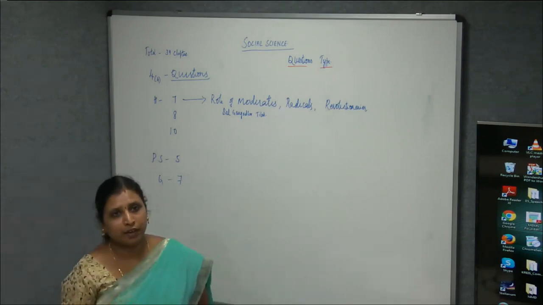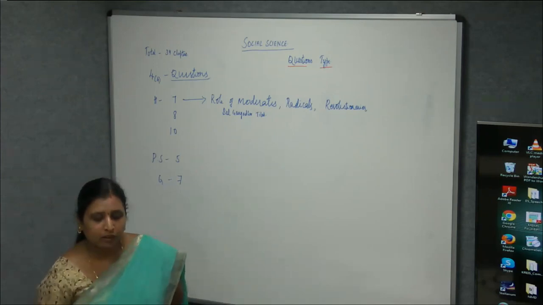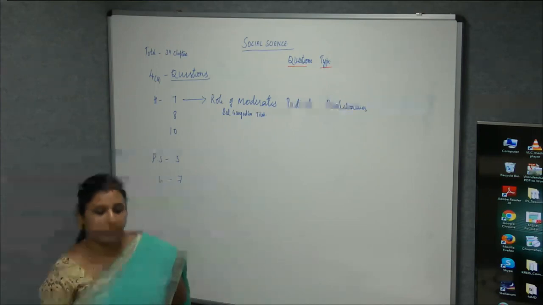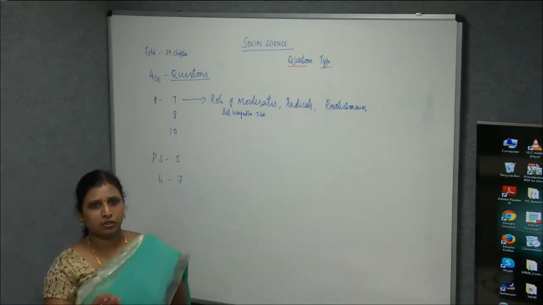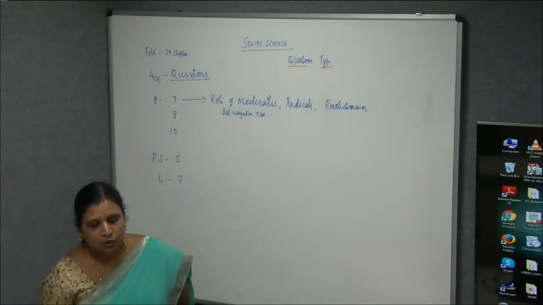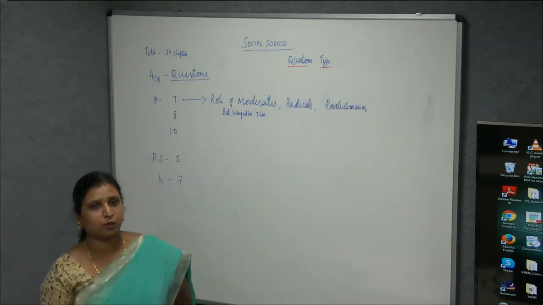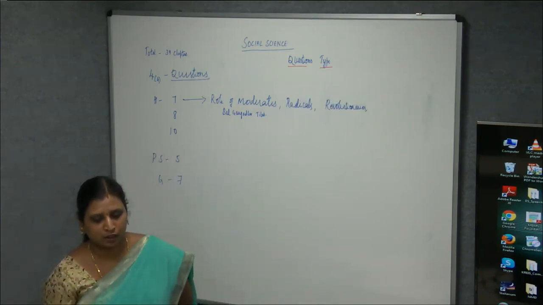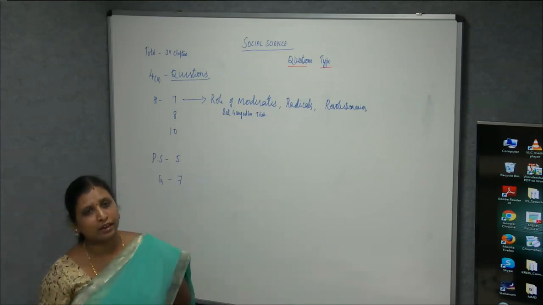Sometimes they may ask an application level question like, how did the moderates differ from the radicals? So you have to write both the demands. Moderates' demands first, then the extremists' demands; that will be the answer for how the moderates differed from the radicals.